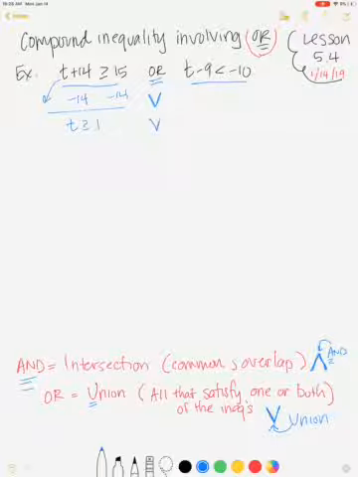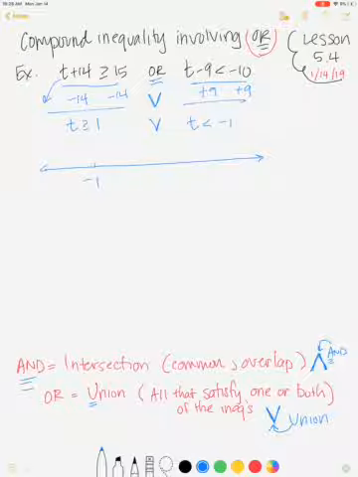And then I'm going to take the union of this one. So I'm going to add 9 to both sides. And I have here t is less than -1. So I need to put all of those together. Let's go ahead and look on a number line. Tonight for homework, you're going to be asked to graph them on a number line. You're also going to be asked to express the solution in set notation.